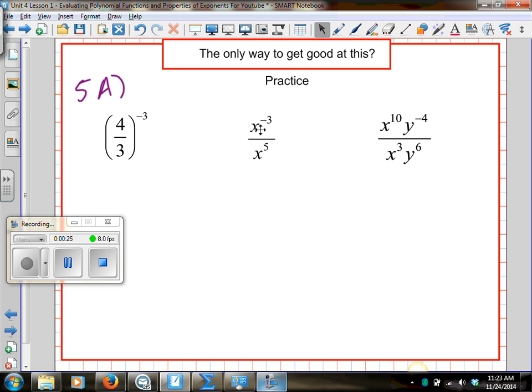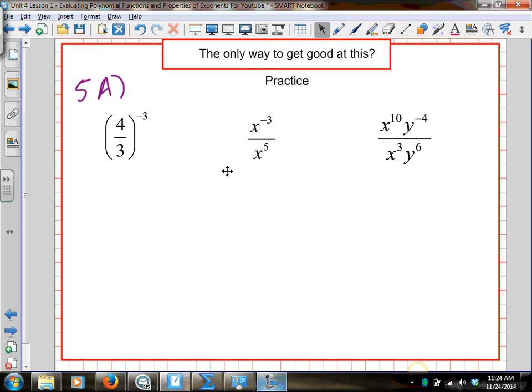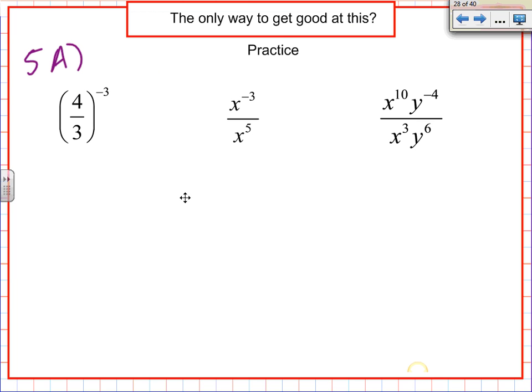What do we do when we have the same variable with powers in the numerator and the denominator? So let's take a look. We remember this property that says when we have a fraction raised to a power, so like 4/3 raised to the negative 3, that you can kind of apply that power down to both the 4 and the 3. So 4 to the negative 3 and 3 to the negative 3.